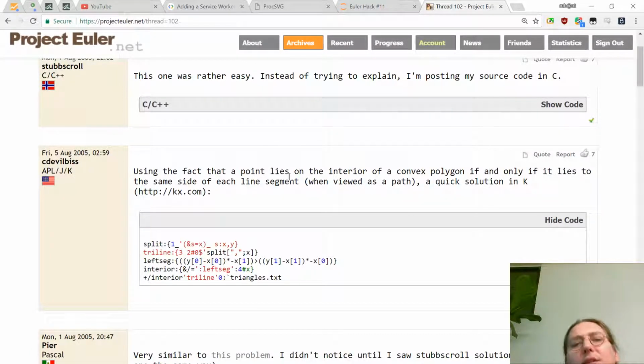A point lies on the interior of a convex polygon. What is a convex polygon? Something that's connected. If you make a path out of it, like directions, the point needs to be always on the right or on the left. Exactly. I don't know how to compute it. That's how I understand it. Makes a lot of sense, yeah.